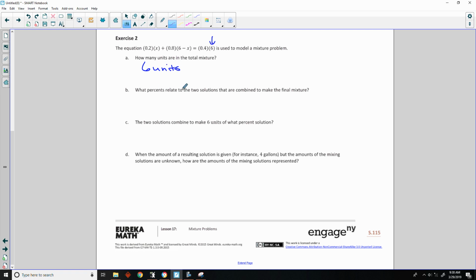B says what percents relate to the two solutions that are combined to make the final mixture? Well, that is right here. Let's change colors. Right here and right here. So 20% and 80%. The two solutions combine to make 6 units of what percent solution? And that's right here.